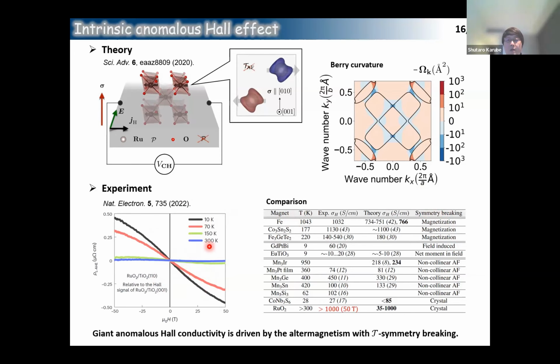The data shows a nonlinear behavior characteristic of the anomalous Hall effect, with the conventional Hall effect component already subtracted. The table shows a comparison of the anomalous Hall conductivity between conventional ferromagnetic material, non-collinear antiferromagnetic material, and the altermagnet, in this case ruthenium dioxide. Although applying a significant magnetic field of 50 Tesla, as shown here, an experimental value exceeding 1000 Siemens per centimeter has been reported, surpassing the values seen in ferromagnetic materials. This remarkable anomalous Hall conductivity in altermagnets opens up a new possibility for application in spintronics and suggests altermagnets may offer unique advantages in terms of spin transport and manipulation.